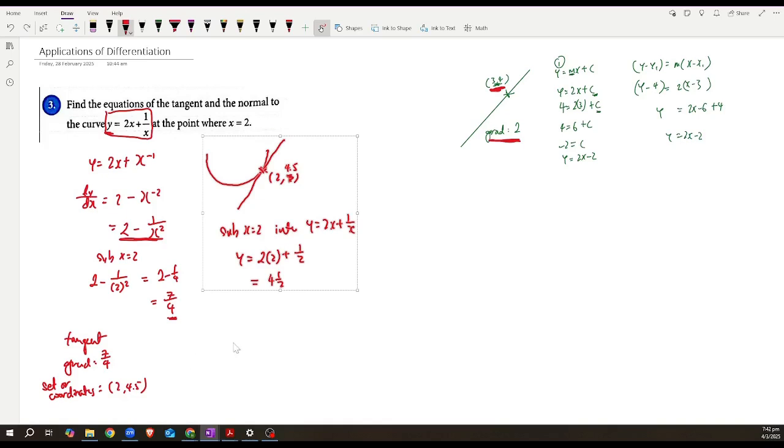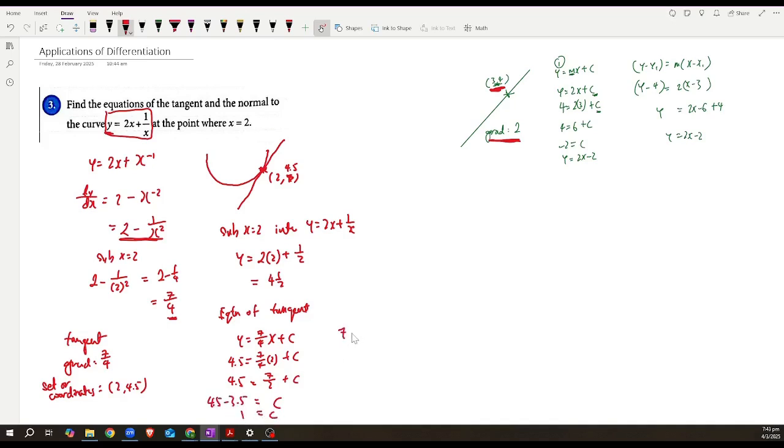Remember how to find the equation of the line. The equation of the tangent will be y equals mx plus c, where the gradient is 7 over 4, so y equals 7 over 4 x plus c. How do we find c? We sub the set of coordinates into this equation. We know that when x is 2, our y should be 4.5. So we have 4.5 equals 7 over 2 plus c. We just make c the subject, so c is 4.5 minus 3.5, which is 1. So the equation of our tangent is y equals 7 over 4 x plus 1.